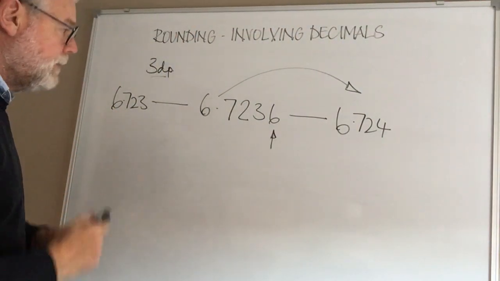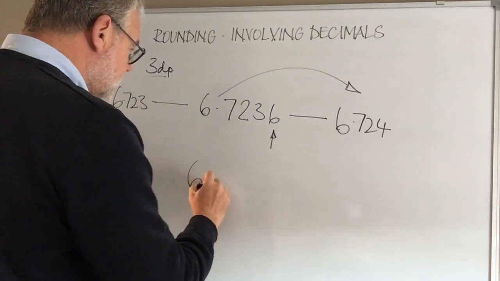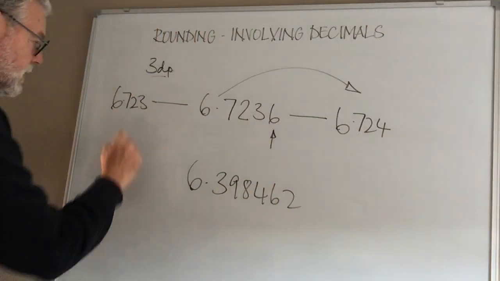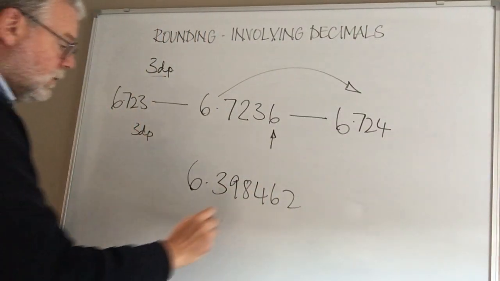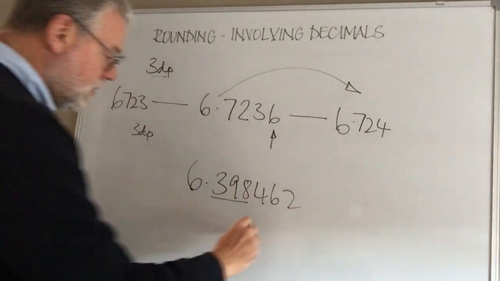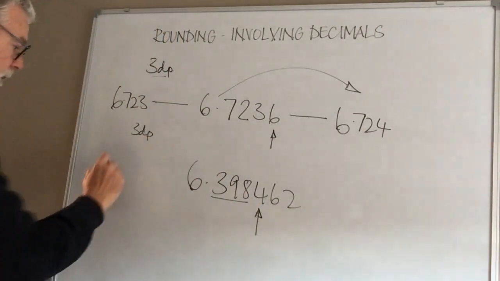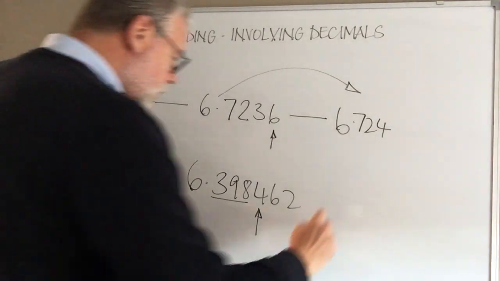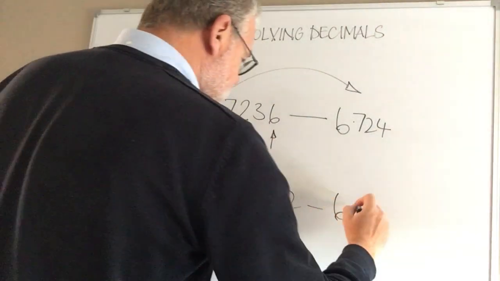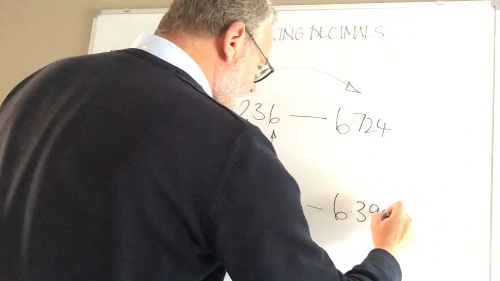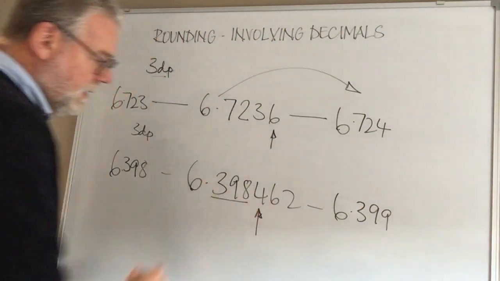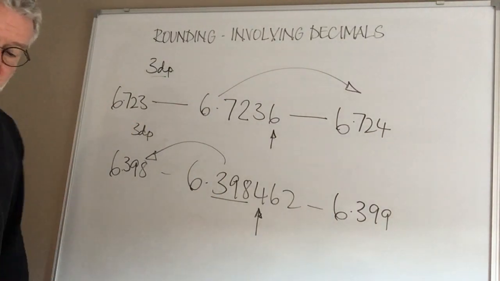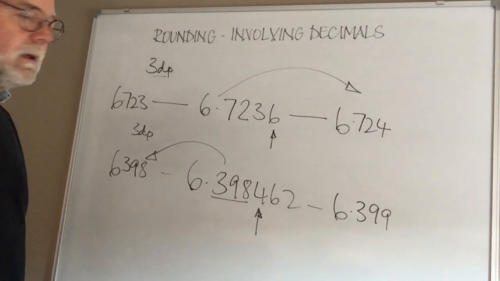And again, even in a bigger number, as we looked at before, 6.398462, round it to 3 decimal places. We've got to have 3 decimal places in our answer, so therefore we look at the 4th column. Our options are 6.398 or 6.399. The 4 helps us to make the decision. It's less than 5, so we're rounding down to 6.398. And that's it.